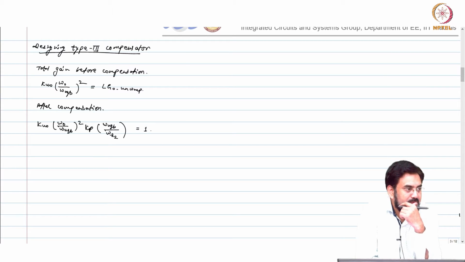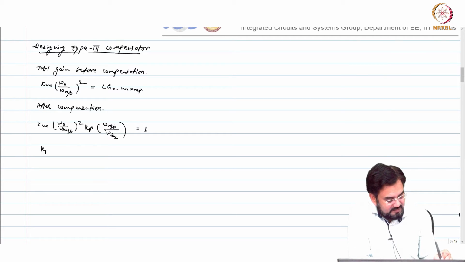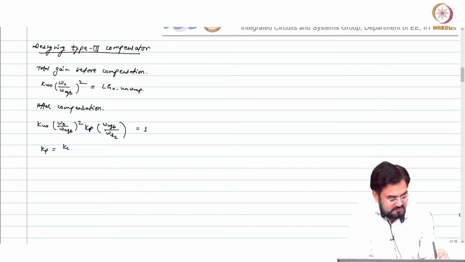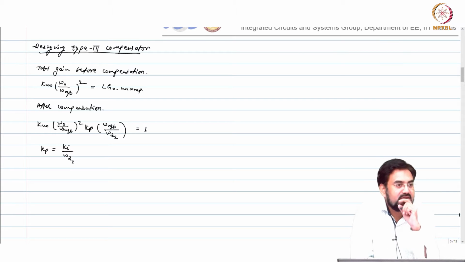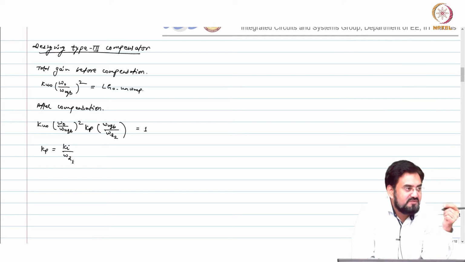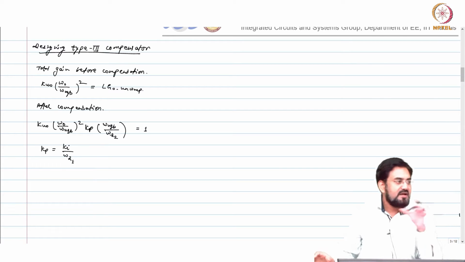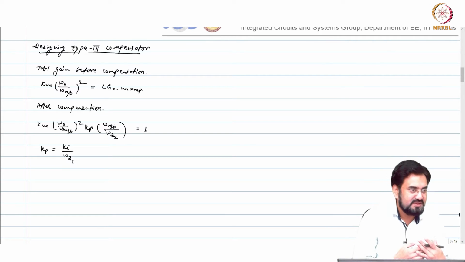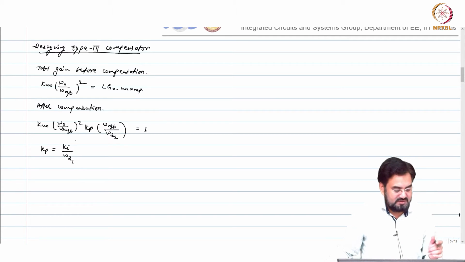And what is Kp, in terms of the zeros? The reason I am not writing in terms of R1, R2 is that you may design it using GMC. So you have to generalize it and make everything in terms of omega Z1 and omega Z2. Then, whether your omega Z1 is GM by C or 1 over RC, you substitute that and find the values.